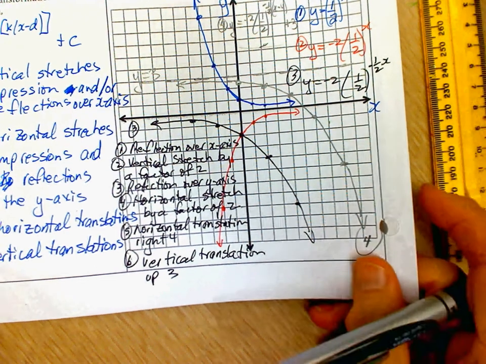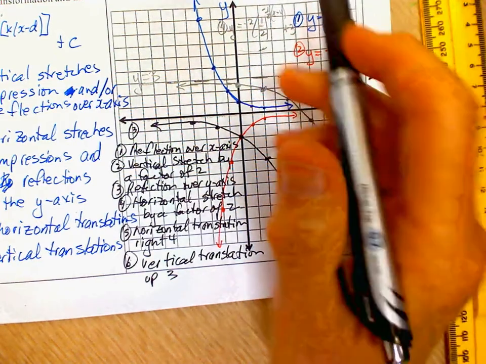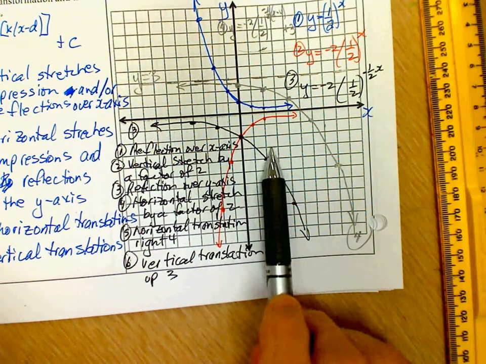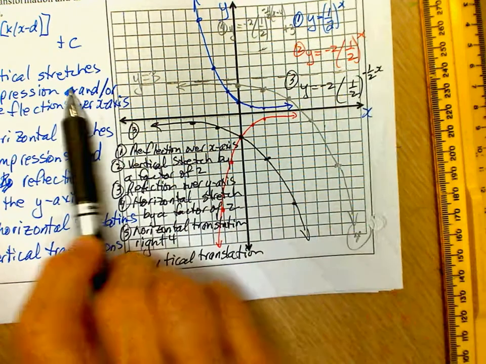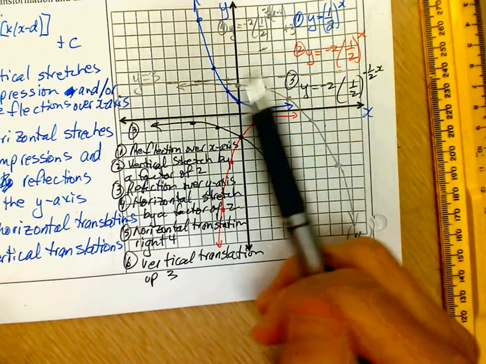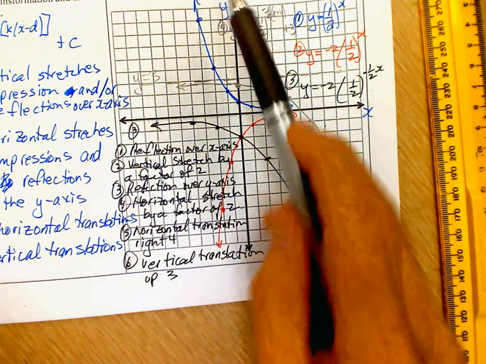We graphed as a series of transformations. Here is our final graph with its asymptote. Remember, exponential functions have asymptotes. And we described the transformations in correct order. Okay, and we did that.